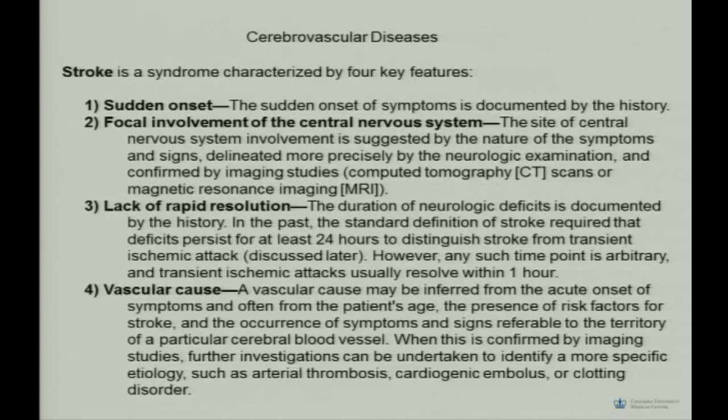So motor changes usually suggest the areas of the motor cortex and the cerebral cortex. Speech abnormalities are going to likely be involved when places like Wernicke's area or Broca's area, these speech centers in the brain, are affected.